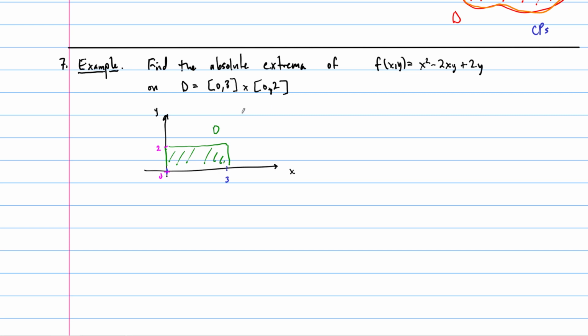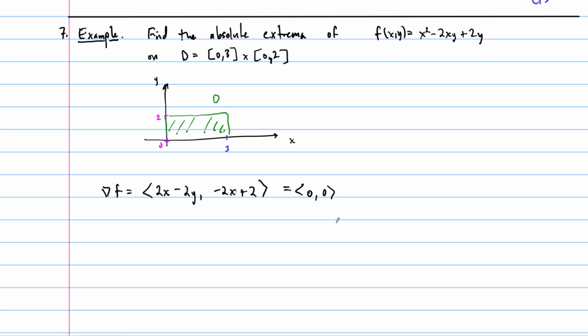Alright, let's see how you guys did. So the first step, as we said, is to try to locate the critical points. So we need to take the gradient. The gradient vector for this function is going to be (2x − 2y, −2x + 2). Take the y derivative. If we want this to equal the 0 vector, this one can't be undefined.